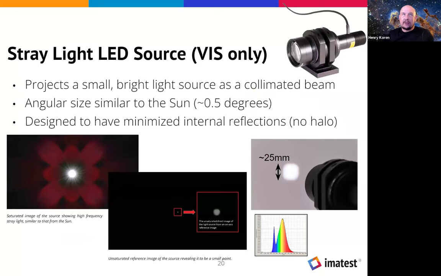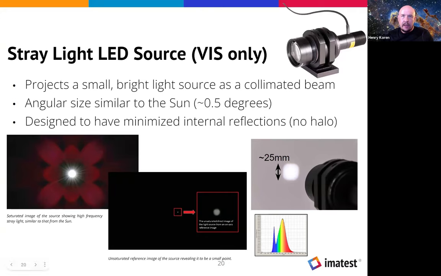Some more about our light source. This is a visible-only light source that we released last year, and it produces a small bright light source as a collimated beam. It has an angular size similar to the sun, about a half degree. We designed it to have minimized internal reflection, so no halo around the light source, which some of our competitors' light sources have.